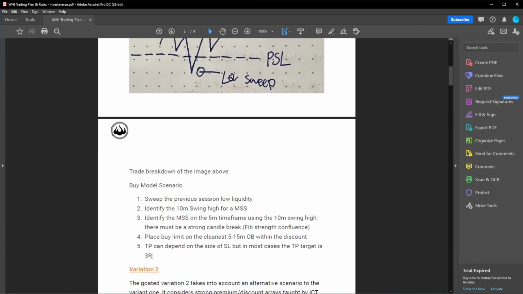And then the take profit can vary based on the SL size, which I'm going to dive deeper into later in the video. But in most cases, the average take profit target is 3R.